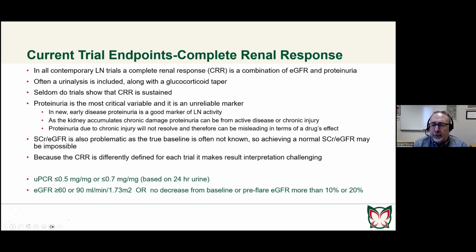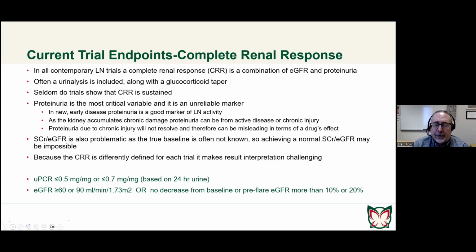proteinuria can occur because of the chronic damage to the kidney or the scarring, and not necessarily from active disease. Sorting that out clinically becomes very difficult, and of course, histologically, we do repeat biopsies, but you can't do too many of them, as you all know. The other issue is that proteinuria due to chronic injury will not resolve with immunologic therapy, and therefore can be misleading in terms of a drug's effect.